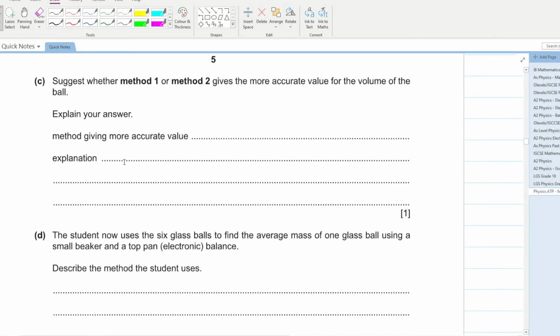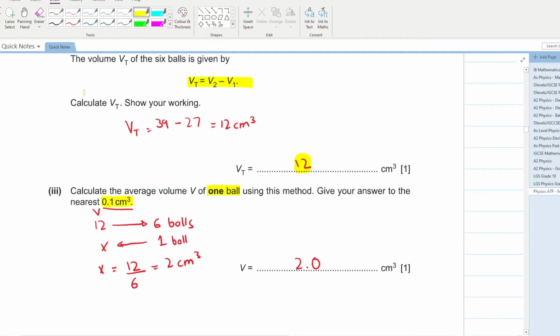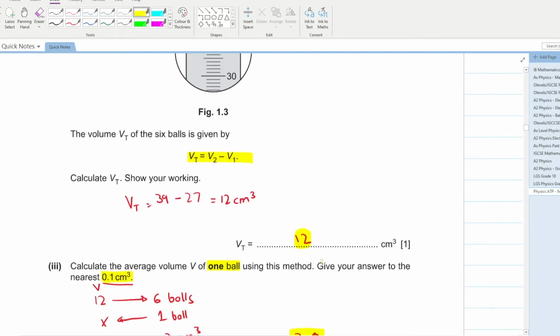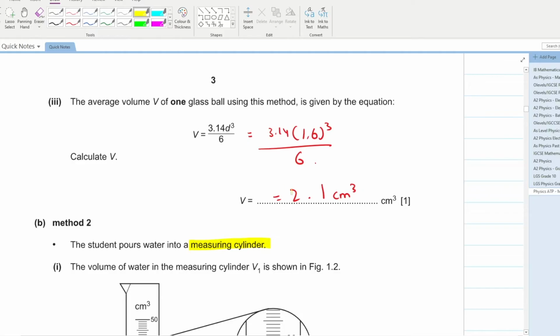Suggest whether method 1 or method 2 gives the more accurate value for the volume of the ball. Which method, method 1 or method 2, is more accurate to calculate the volume of the ball? According to the answers, in method 2 you were getting an answer of 2 cm cubed. And in method 1, your answer of volume was coming out to be 2.1 cm cubed.